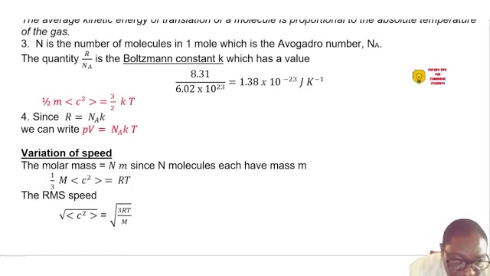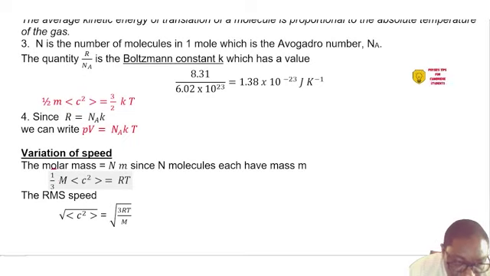Variation of speed. The molar mass, remember I said molar mass is the mass of 1 mole, which means the number of particles will be Avogadro particles. So that will be N_A m. So N is the number of molecules, which have a mass of m. So if you say 1/3 M, it is just the same as saying 1/3 Nmc².